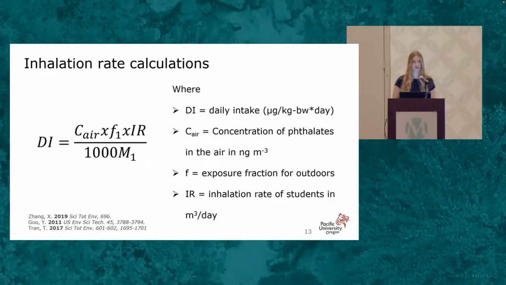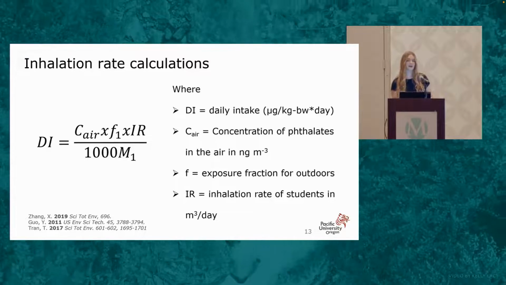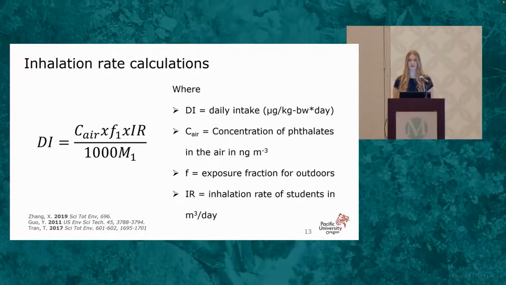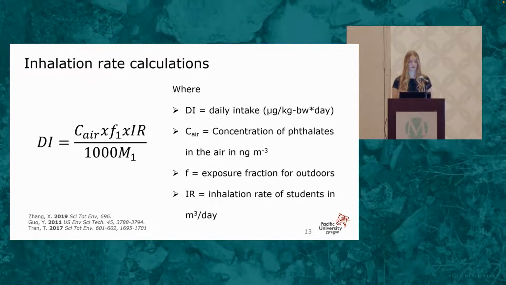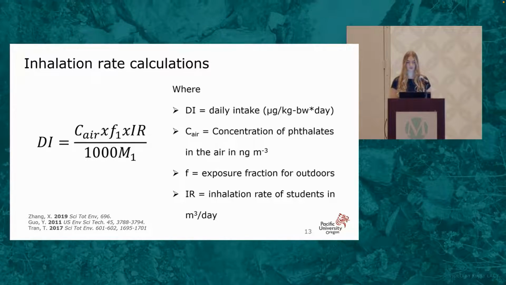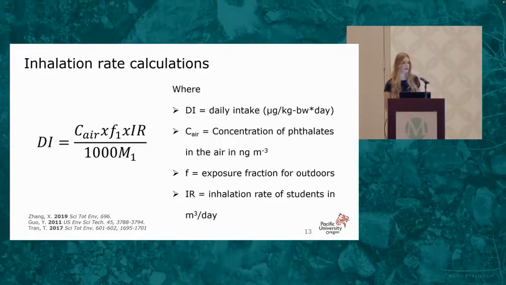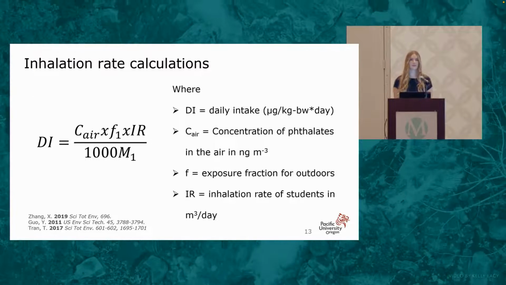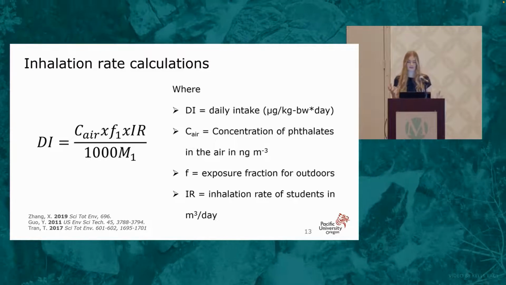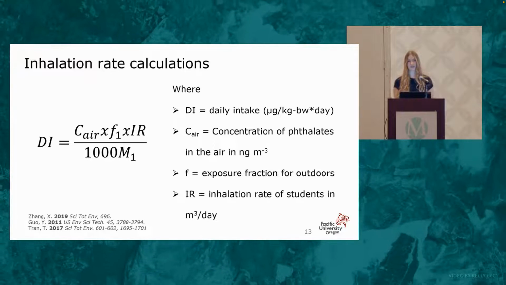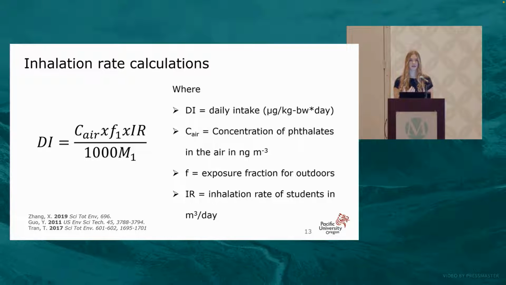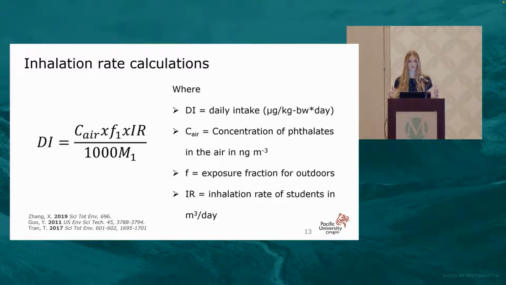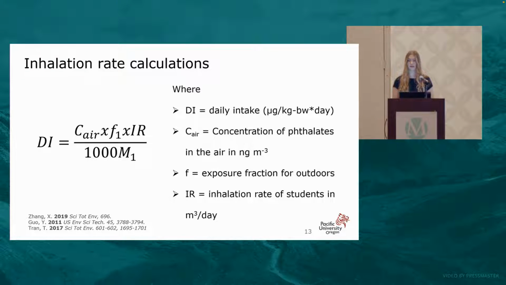Now, the last part of my project that I haven't quite gotten to yet is calculating the inhalation rates of phthalates. Once the data comes back from the rest of the summer season, I'll be able to calculate the inhalation rate for the summer season using this equation here. DI is daily intake, which is essentially the amount of phthalates that you'll inhale over the course of one day, assuming you're standing outside. C_air is the concentration of phthalates that I detect in my samples, so I'll take an average over the course of the season and use that. F is the exposure fraction, and IR is the inhalation rate.